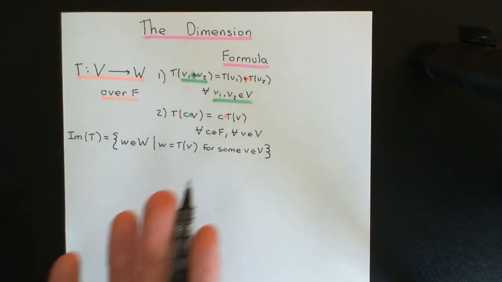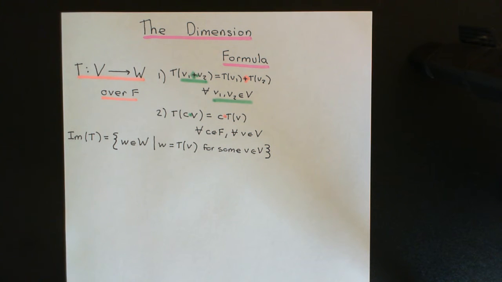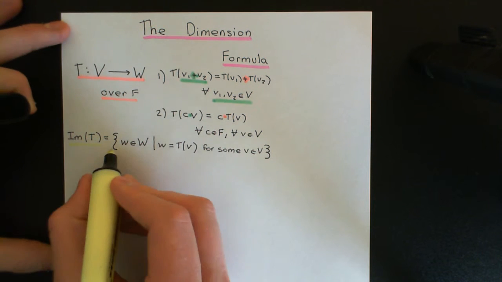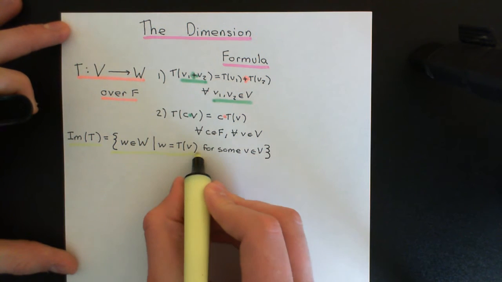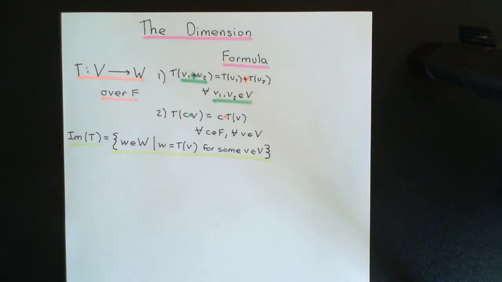Okay, so that's a very intuitive definition. It's the same definition as we would have in set theory. So the image of this function is just all of the elements of the codomain which actually have elements in the domain being mapped onto them.